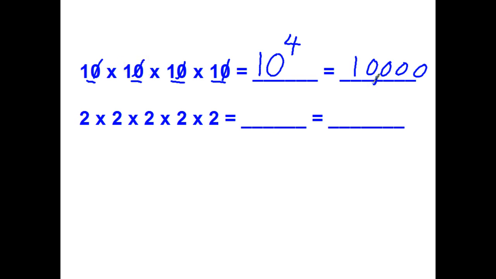Some people also know already that if I have 10 to the 4th, that means it's just going to be a 1 with 4 zeros. 10 to the 7, I'm going to have a 1 with 7 zeros. 10 to the 24th, I would have a 1 with 24 zeros.